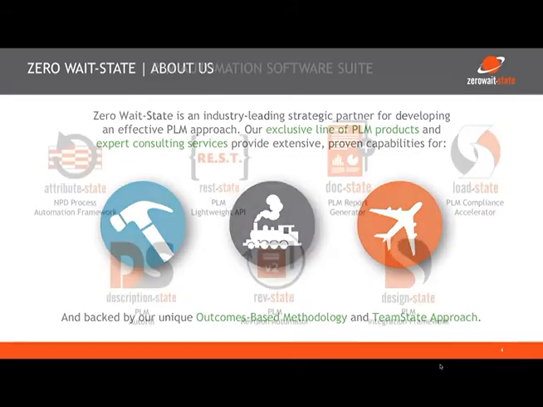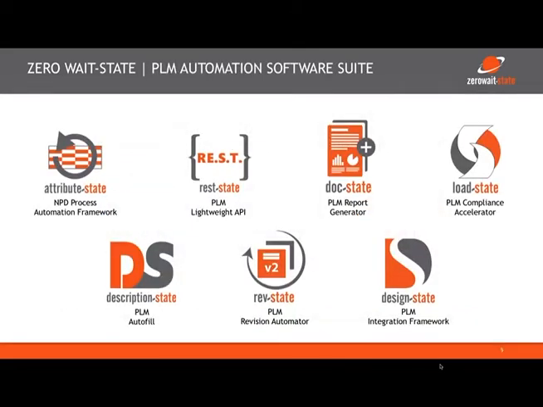Now, which products do we have at this point in time? We have a product called AttributeState, which is in essence a way to help you create process extensions in a much more scripting way. There is RESTState, which is a wrapper around the Java API in Agile to allow you to communicate with Agile via REST interfaces, which is a much more modern way of talking to your systems or between your systems. The DocState, which is a PLM report generator, it's basically generating reports, taking data, putting them in templates, formatting them, and so forth.